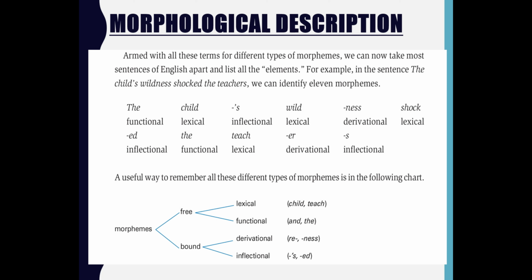Wild is an adjective. Accordingly, it provides substantial information. So, it's a free lexical morpheme. NESS. This is a derivational morpheme. Wildness. Okay? It derived a noun from an adjective. It turned an adjective into a noun. So, it's a bound derivational morpheme.